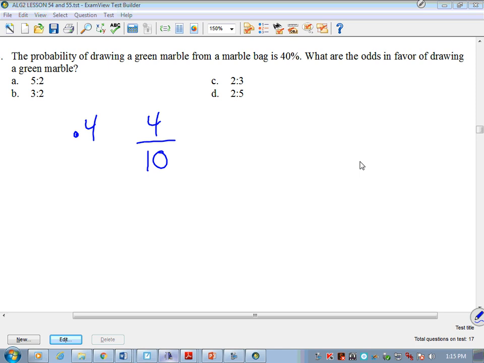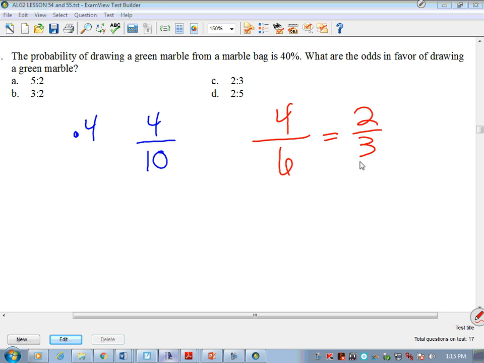Okay, so if I want odds, what are odds? All right, so does the number of desired change? No. But the bottom number changes because I don't want the total, I want how many are not green marbles. Well, if 4 of them are green, how many of them are not green? 6. So the unsimplified fraction is 4/6. Let's take that on down and say that the odds are 2/3. Okay? What are the odds in favor of drawing a green marble? Okay, 2 and 3. Or, there's 2 for, there's 3 against.